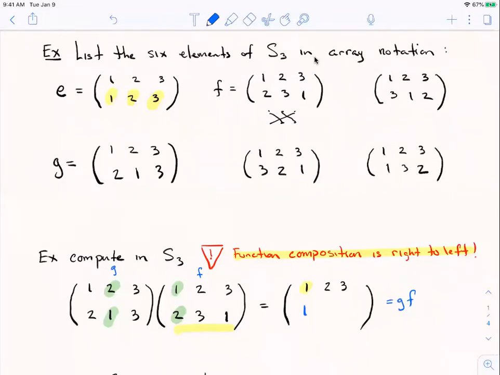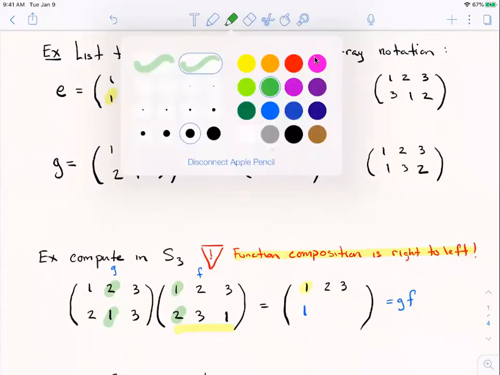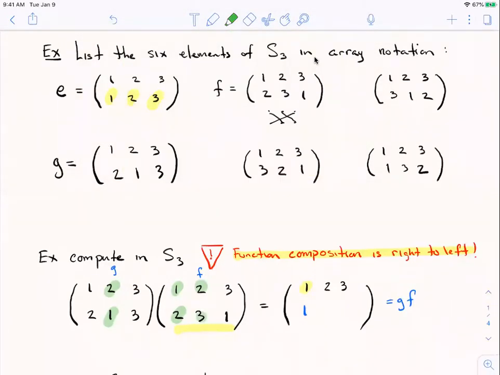So looking at the next input, 2, it's the one I want to do next. F sends 2 to 3. G sends 3 to 3. So at the end of the day, 2 went to 3. You can check it. 3, F sends to 1. 1 goes to 2. So 3 goes to 2. All right. And looking back up here, that's one of the 6 we wrote. Of course it is. It's right here. That's GF.